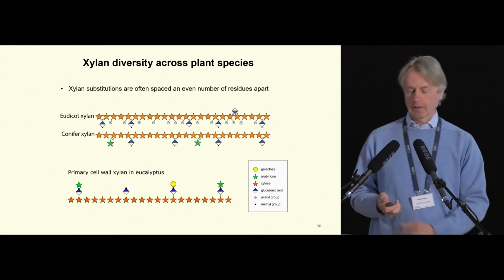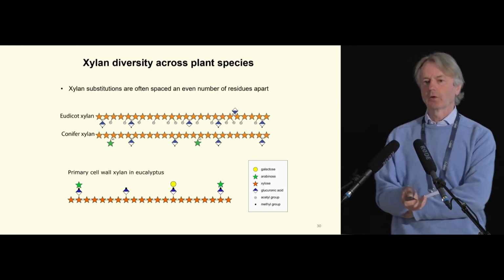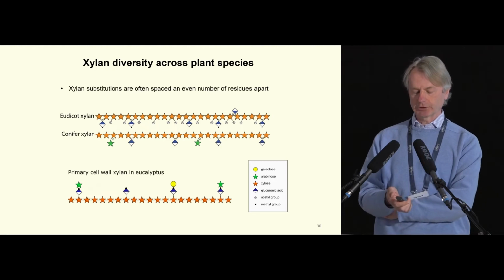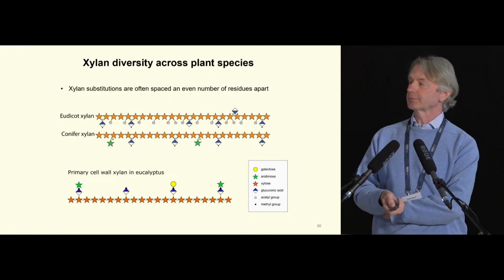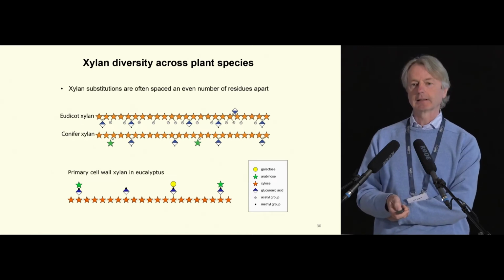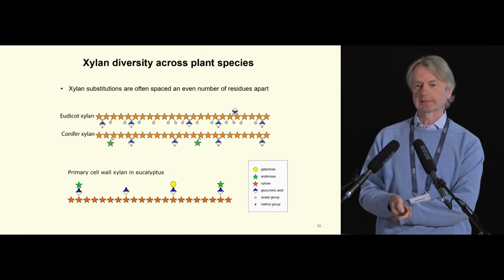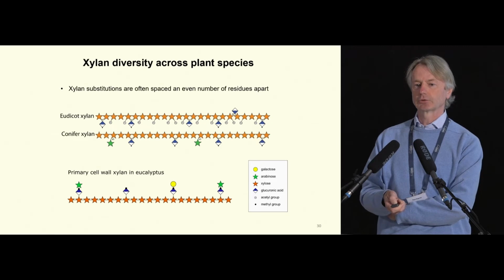What about further studies on the xylan and other decorations? It turns out that different plants have quite diverse sugar substitutions on their xylan. They all have glucuronic acid, as I mentioned, but in the case of dicots, such as birch, we have acetylation and glucuronic acid.